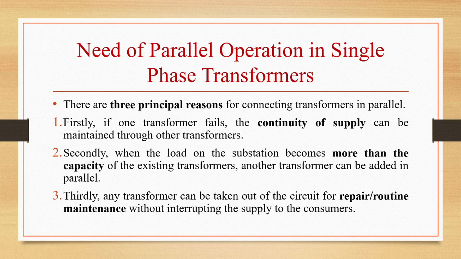So these are the three main reasons we are going for a parallel operation of single phase transformer. First one is continuity of supply. Second one is if more load is there, then another transformer can be added in parallel. Third one is if any one transformer is taken out for repair or any maintenance work, then consumers will not get any interruption of the supply even though one of the transformers is taken out for the repair.